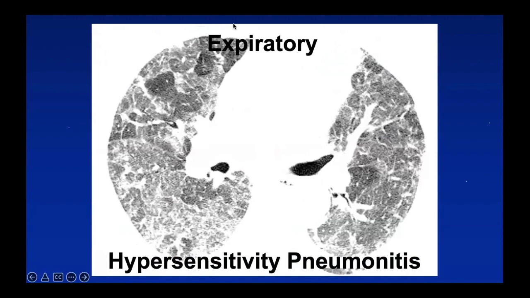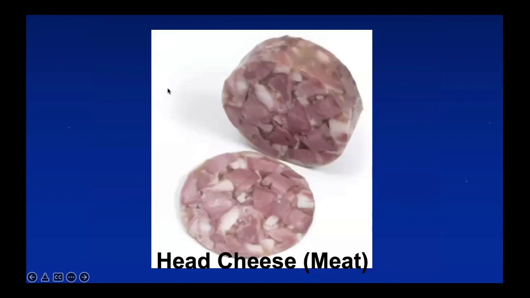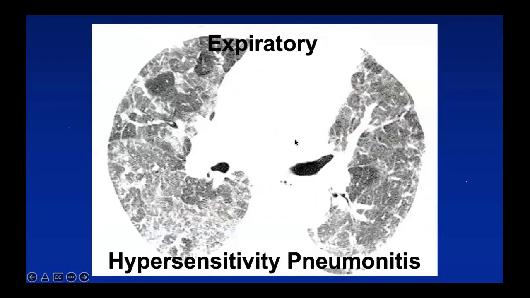This is an expiratory view, which will enhance the mosaic attenuation and show air trapping as well. This is head cheese, by the way. It's a type of meat with different types of meat in it that's all crushed together. It doesn't look very nice, but it's a good example of why this is called the head cheese sign.